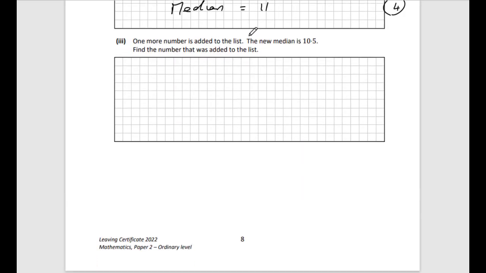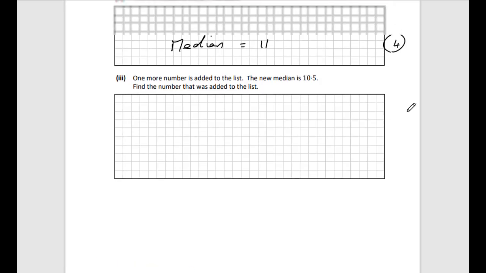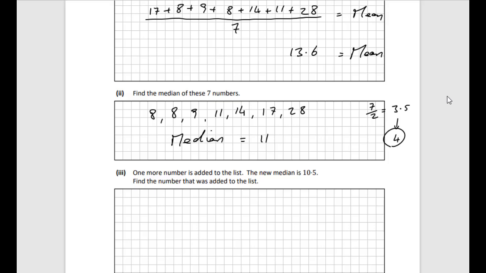Okay, next one. One more number is added to the list of numbers. The new median is 10.5. Find the number that was added to the list. Okay, so if we look at those numbers, we have 8, 8, 9. Now, remember 11 here was the median, and then we had 14, and 17 and 28. So 11 was the median.